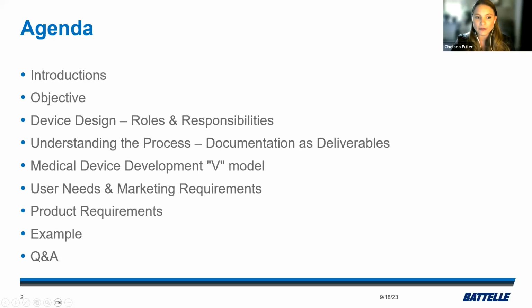We'll talk more about generating and documenting user needs and marketing requirements. Then we'll transition lastly into the structure and way you think about product requirements and how those come from a myriad of different areas, but specifically the user and market requirements. We'll go through a couple of examples and then, like Nicole said, have some Q&A at the end.